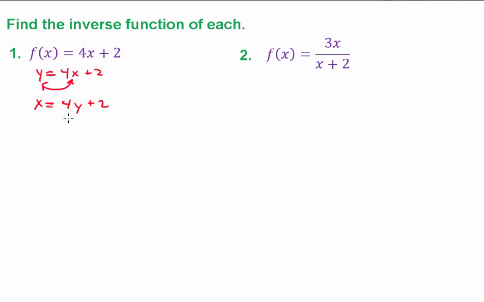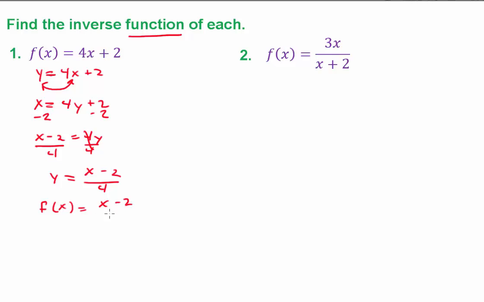The third thing we're going to do now is solve for y. So we will subtract 2 to both sides. So we have x minus 2 is equal to 4y. We will then divide by 4 to both sides. So we get, and I'm going to reverse this, so we get y is equal to x minus 2 all over 4. Now we're going to rewrite this one more time back to function notation because we did want the inverse function, not the inverse equation. Now there's notation for this, and it is f of x is equal to x minus 2 over 4.